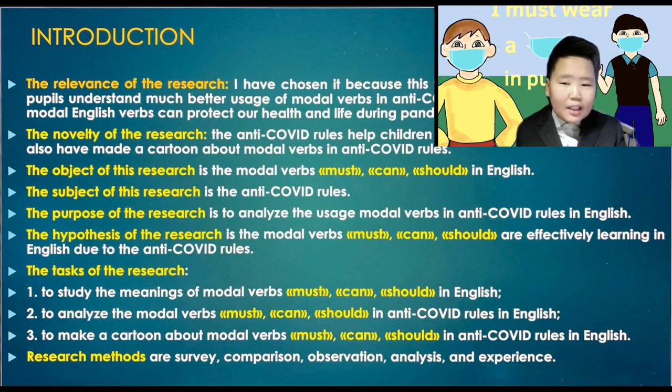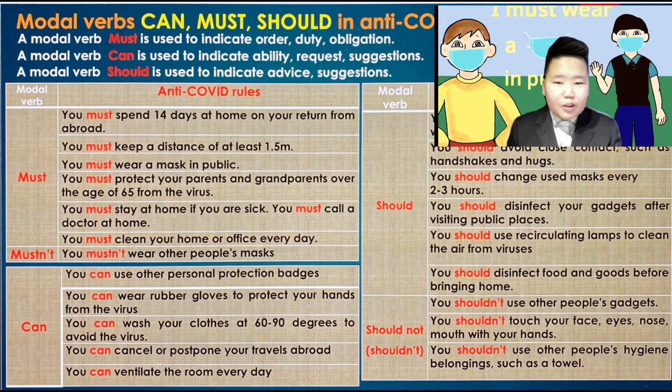Research methods are survey, comparison, observation, analysis, and experience. Look at this table of modal verbs can, must, should in anti-COVID rules. This table was created by me. For example, the modal verb must. You must spend 14 days at home on your return from abroad. You must keep a distance of at least 1.5 meters. You must wear a mask in public and others.